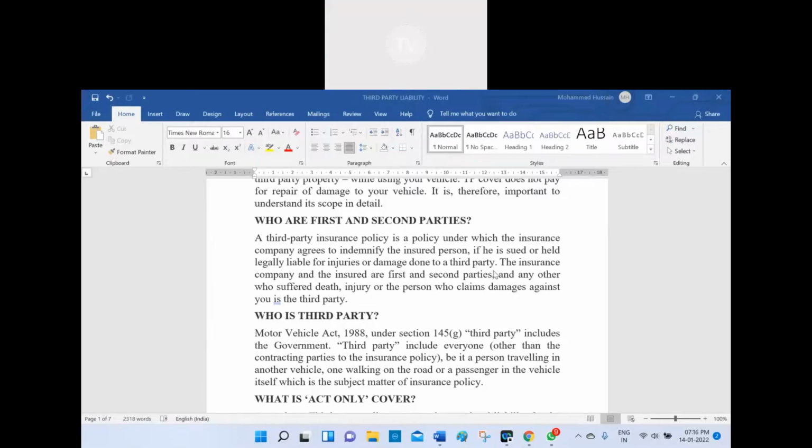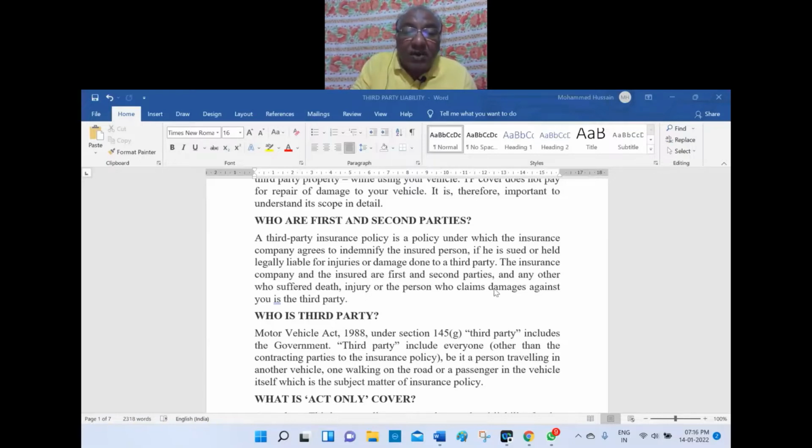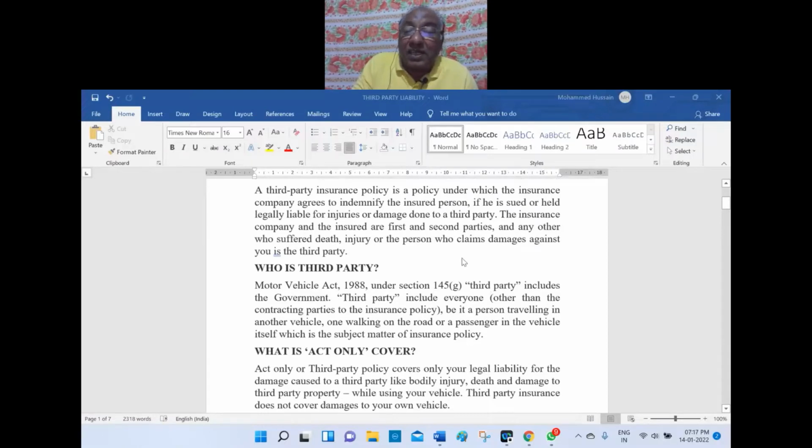The insurance company and the insured are the first and second parties, and any other person who suffers the death or injury, or who claims damages against you, is the third party. The first party is the insurance company, the second party is the insured, and the third party is anyone other than the first and second parties. Is it clear?